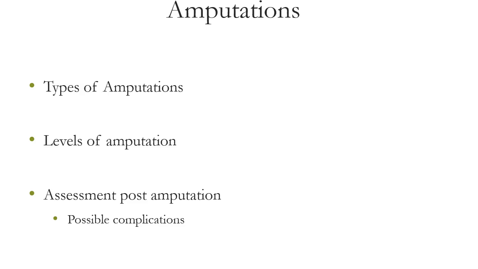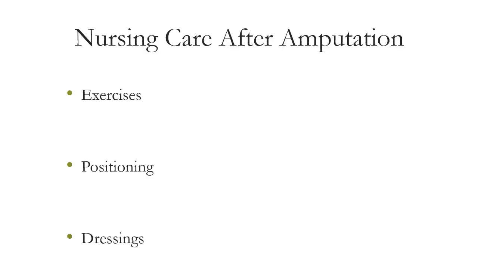We can have neuromas, where there's like small nerve-generated tumors, or flexion contractures, where we haven't positioned the patient and made sure that the joint is fully extended so that it doesn't become contracted. So exercises, range of motion exercises, are key to prevent hip or knee flexion contractures.